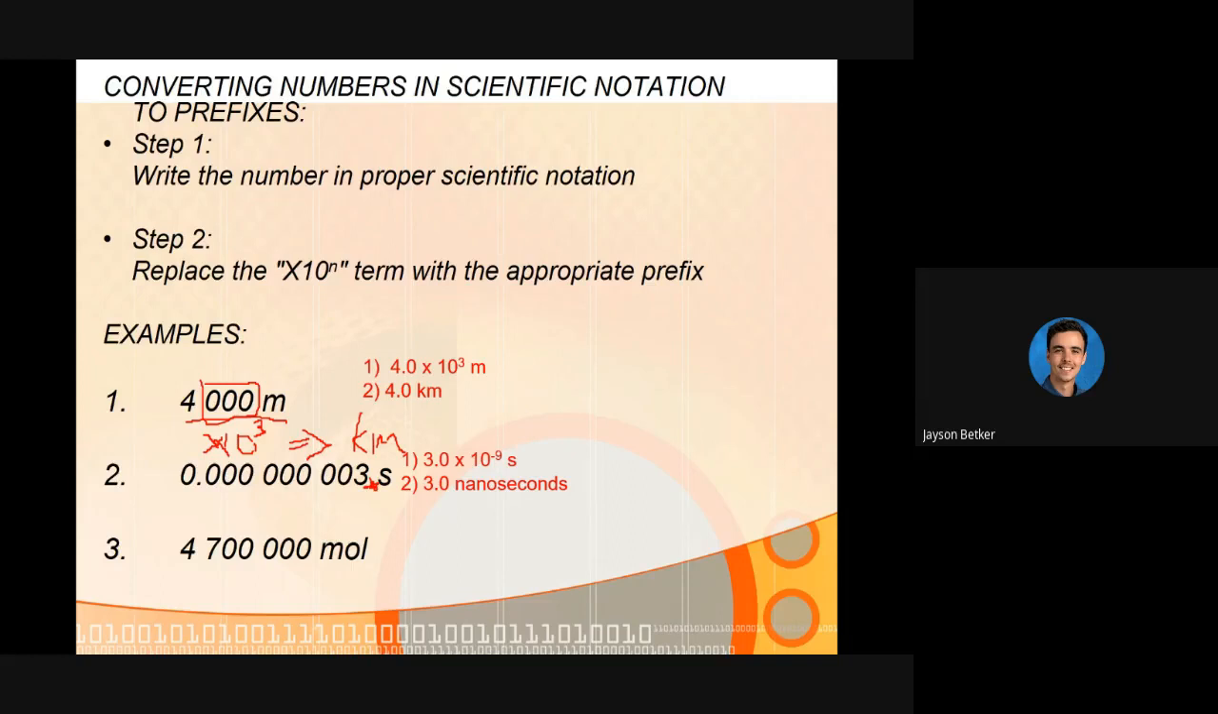And then finally, 4,700,000 moles. This is a unit of measurement for atomic mass that we use. So a mole, 4.7 times 10 to the 6. We see that there's 6 in order to be able to move it to be between 1 and 10. And then times 10 to the 6 is mega. So it's 4.7 megamoles.